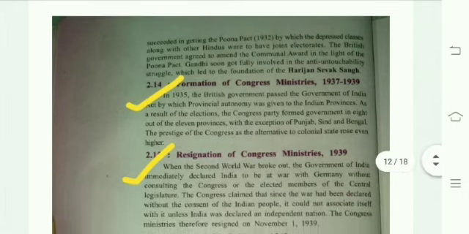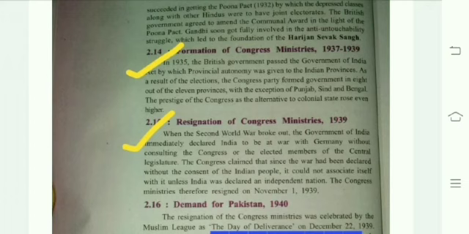So, after this we have the formation of Congress ministries, 1937 to 1939. In 1935, the British government passed the Government of India Act, as a result of which an election was held, and in this election Congress got an absolute majority in 8 out of 11 provinces, which also meant that the Muslim League was unable to get maximum votes.